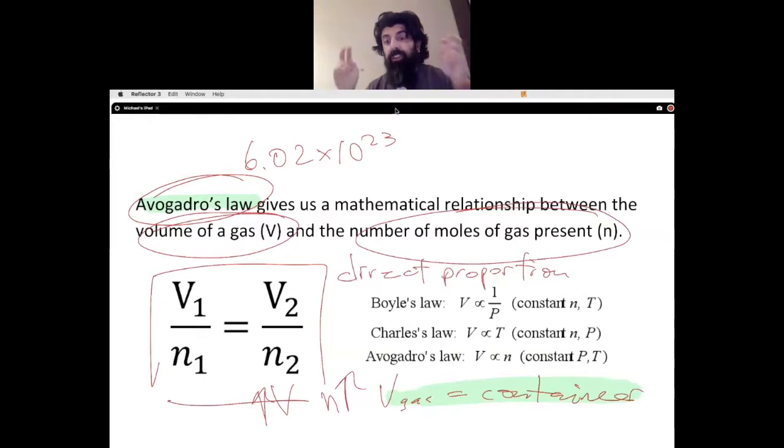Those were the so-called ideal gases. But now we know that gases do in fact have a distinct volume, and that volume is directly based on the number of moles of that gas. If that volume goes up, the reason is that the number of moles of that gas also increased.